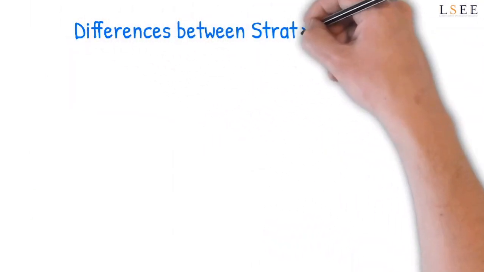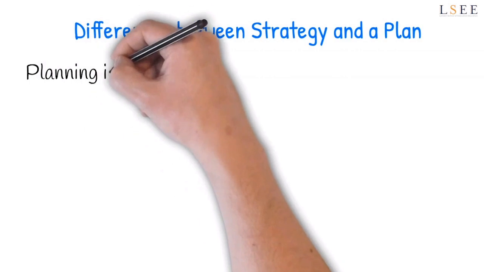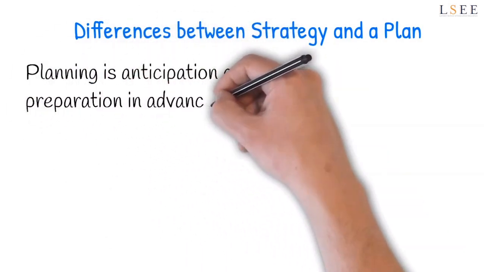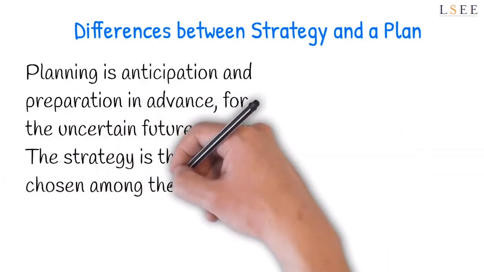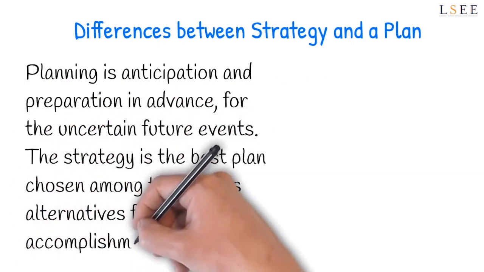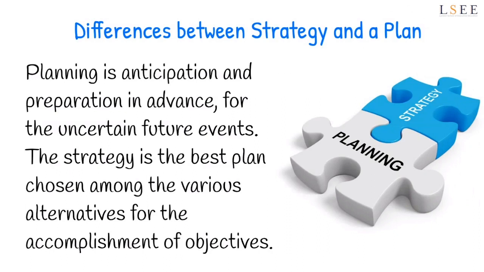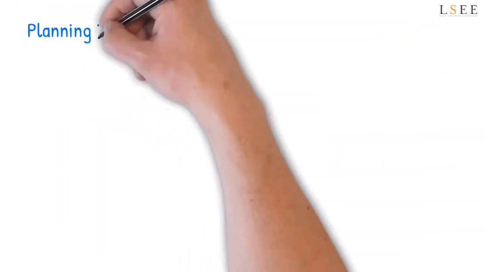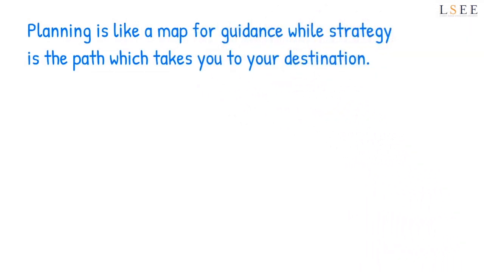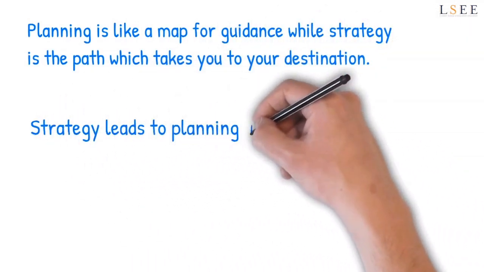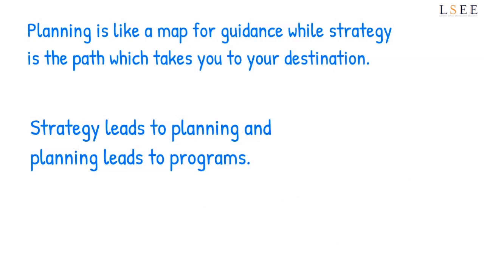Differences between strategy and a plan. Planning is anticipation and preparation in advance, for the uncertain future events. The strategy is the best plan chosen among the various alternatives for the accomplishment of objectives. Planning is like a map for guidance, while strategy is the path which takes you to your destination. Strategy leads to planning, and planning leads to programs.